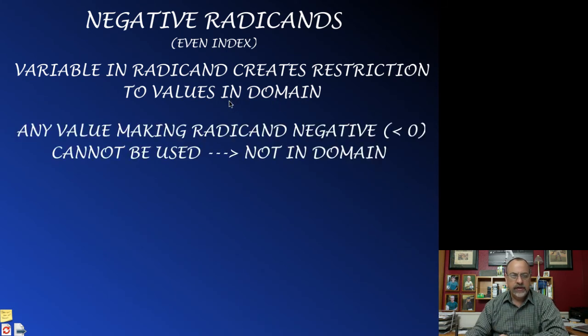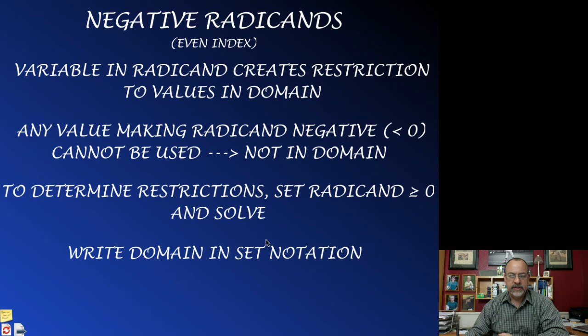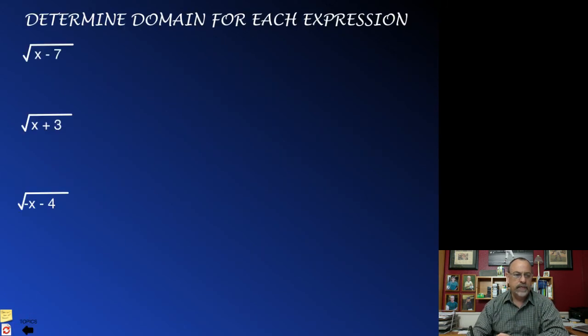So again, we're going to take what we understand, and that is this. The radicand cannot be negative, so it cannot be less than 0. So we're going to simply write that as an inequality, and then solve it, and then write the domain in set notation. In other words, we're going to say the radicand must be greater than or equal to 0.